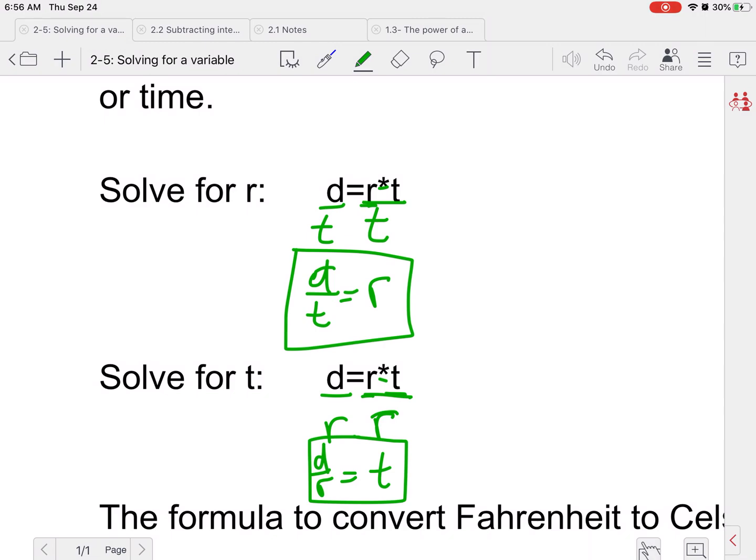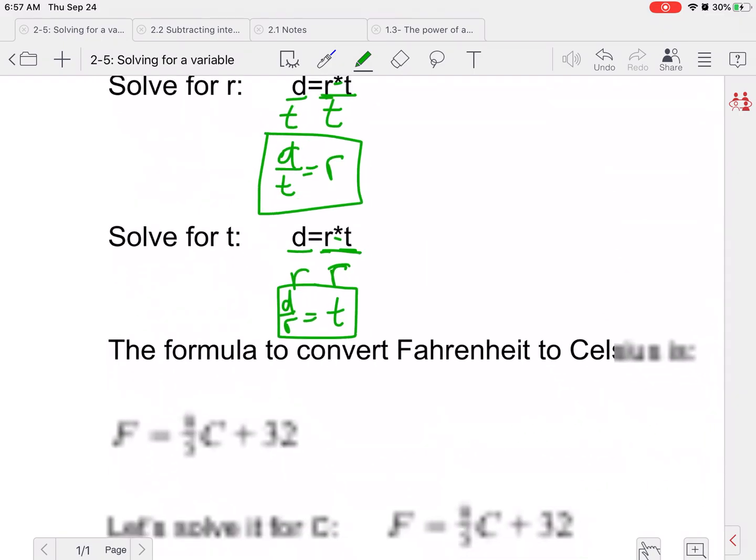Now for some of you, you're going to be like, Miss Haas, why are we doing this? This is super helpful when we get into our graphing linear equations. Also, as you get older, you will need to be able to solve for a certain variable. It can just be helpful sometimes, okay? So let's go on to a little more complicated one.